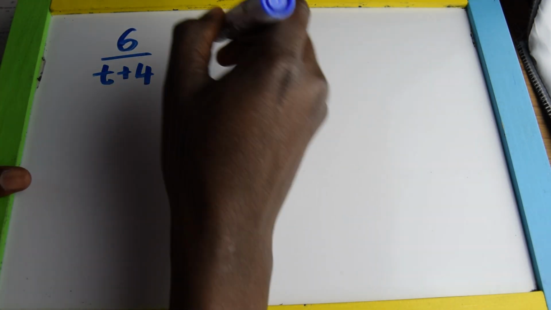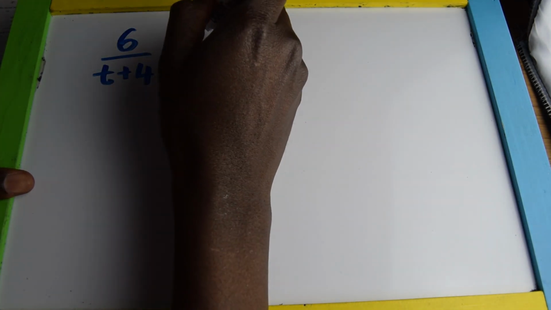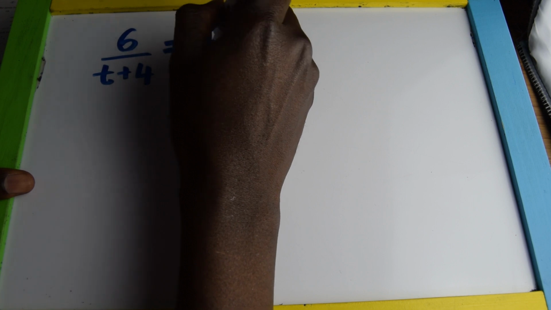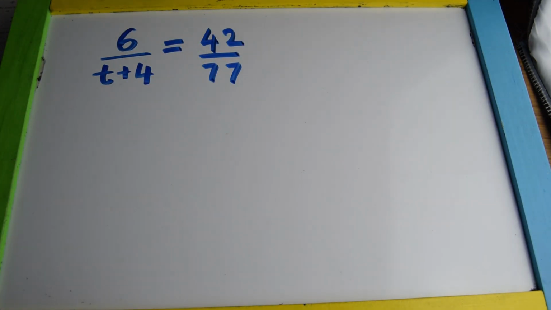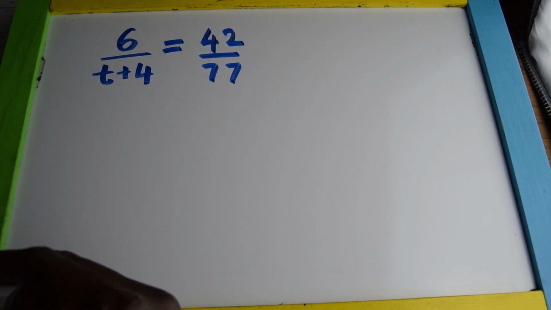Solve the proportion 6 over t plus 4 is equal to 42 over 77.